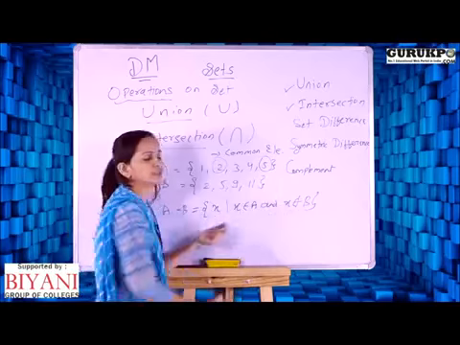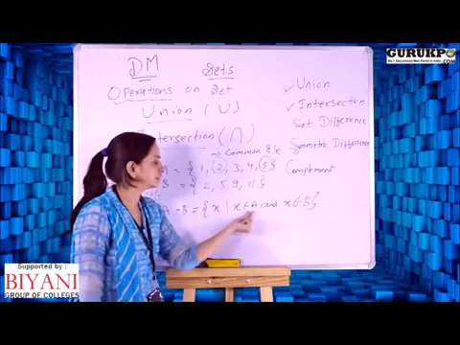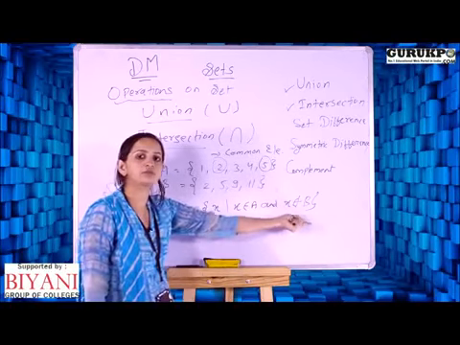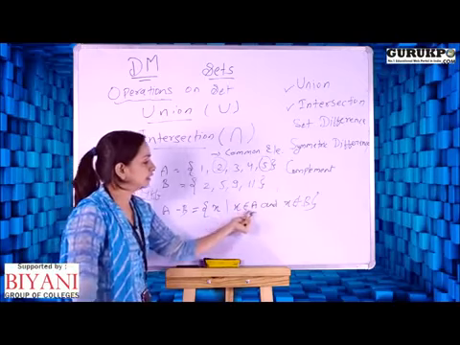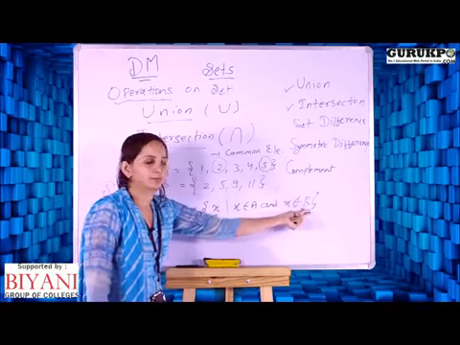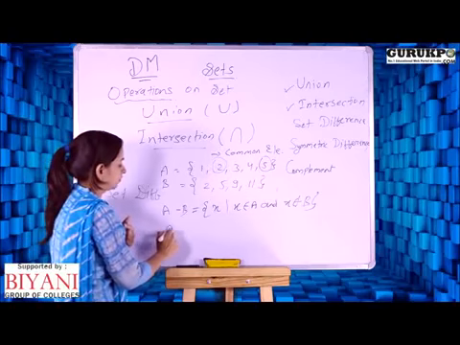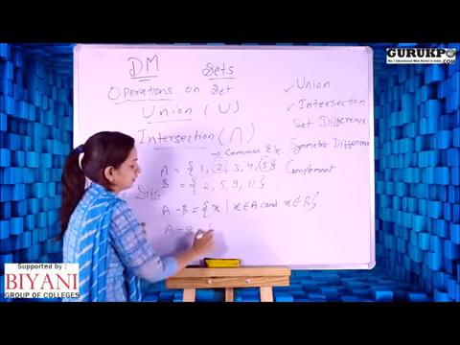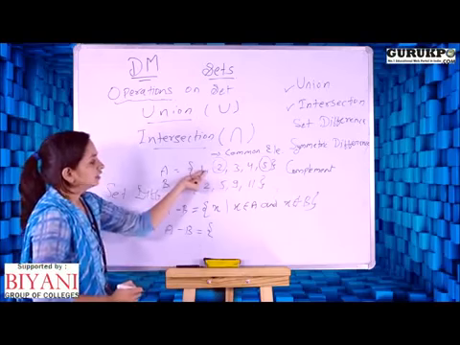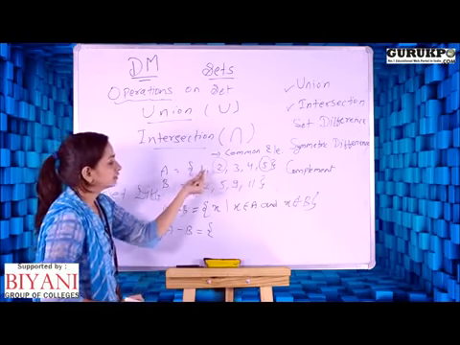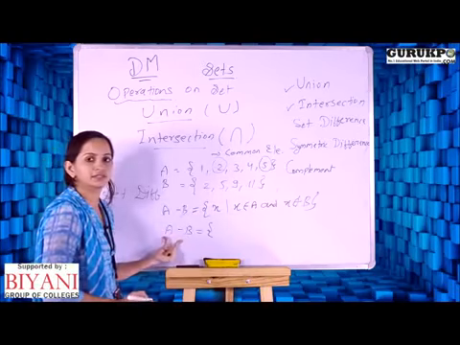These symbols we have already discussed in our last lecture, that this is the symbol of belongs to and this is the symbol of not belongs to. So X is in A but X is not in B. According to this definition, if I find the elements of A minus B, then what will I get? If X is in A, X is not in B, then I will consider it in A minus B.